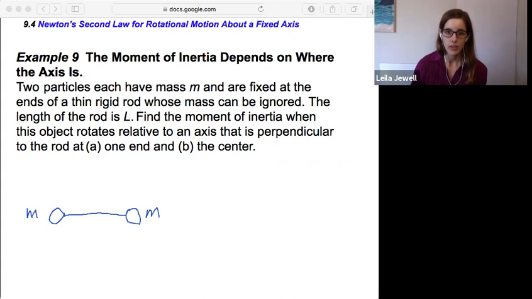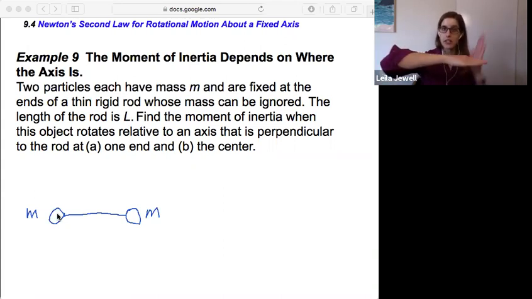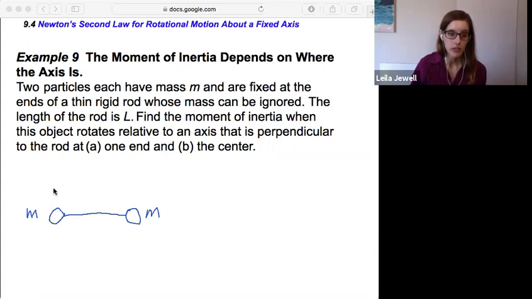Well, in A, it says that the object rotates relative to an axis that's perpendicular to the rod at one end. So we could take one end of the rod, like this left end, and the axis needs to be perpendicular to the rod. So if the rod, I drew it horizontally, so that means my axis is going to need to be in the vertical direction. So that would be then my axis of rotation. Right? Versus, and this is for part A.